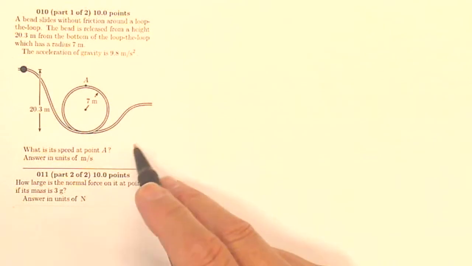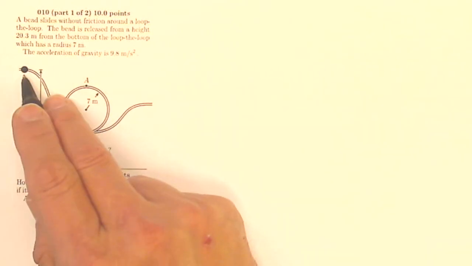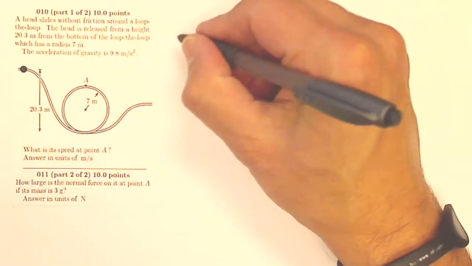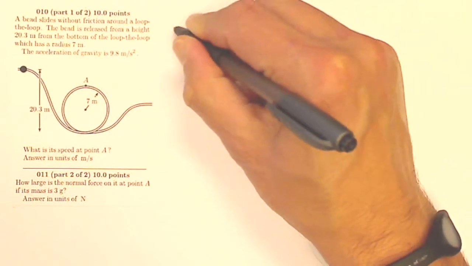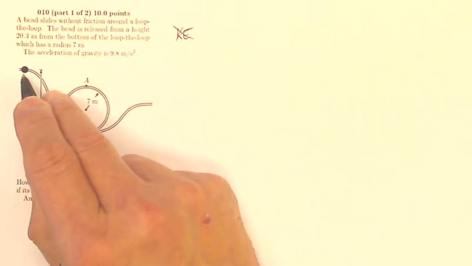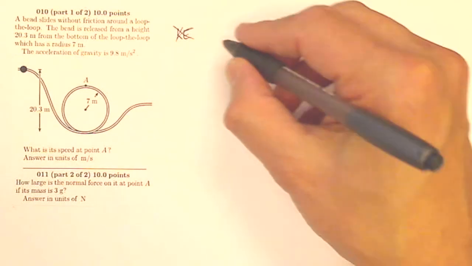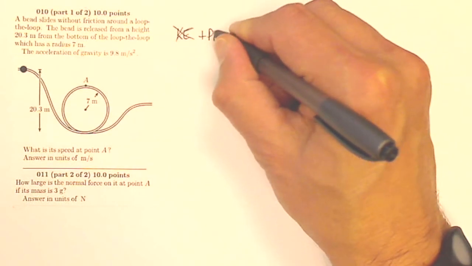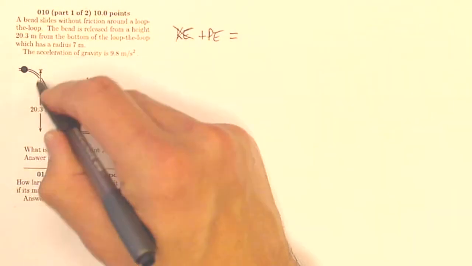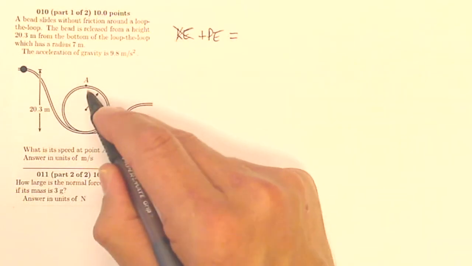Well, I'm going to ask myself my questions. Up here, is it moving? No, it's not moving. So I know that my KE at that point is going to be 0. Up here, can it fall? Sure can. It can fall 20.3 meters, so it's got some PE. That total amount of energy there is going to be the same as the total amount of energy here.